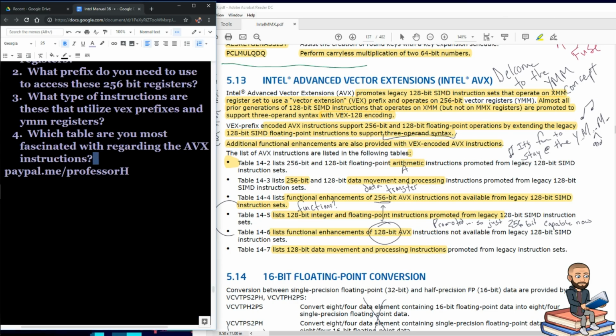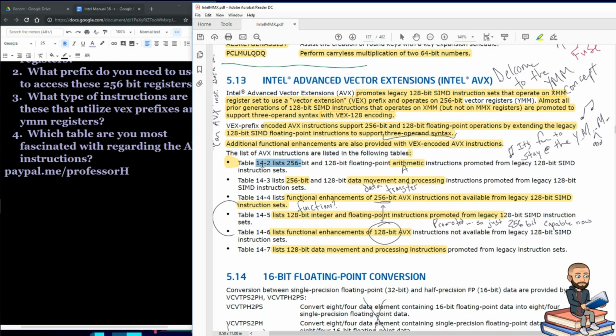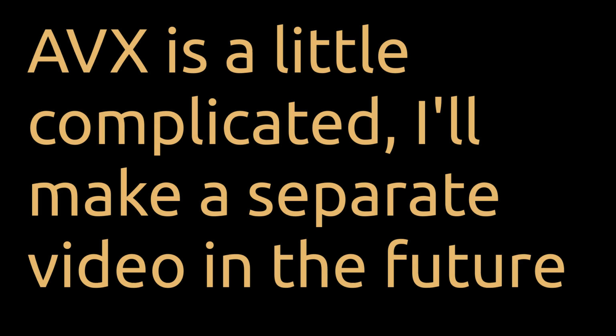So I guess a good opinionated question could be like, which table are you most fascinated with regarding the AVX instructions? And I'd probably say something like, table 14.2, because I love arithmetic. And if we're good to do math with 256 bits, that's gonna be big math.